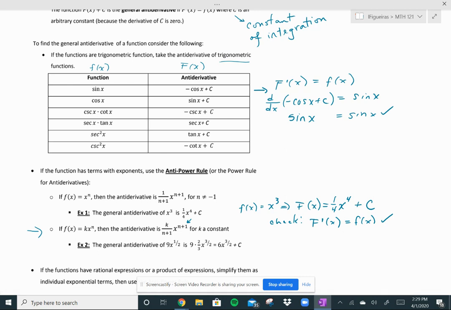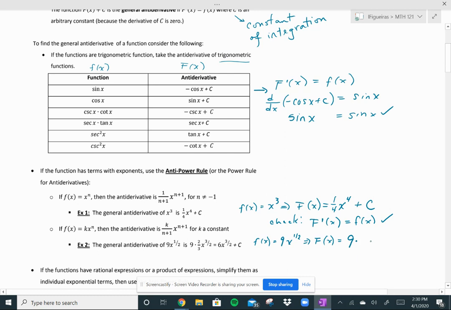So you get k over n plus 1, x to the n plus 1. So an example is here below. If we let f of x equal 9 square root of x, which is x to the 1/2, then your antiderivative, capital F, well, the 9 is just going to come along with whatever you do in terms of the rule.